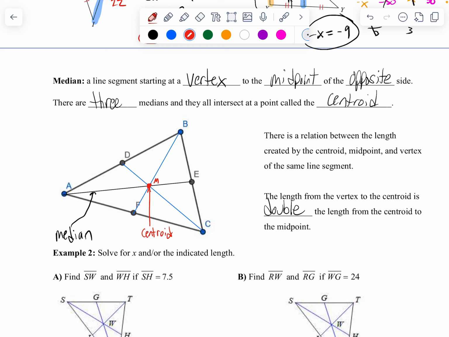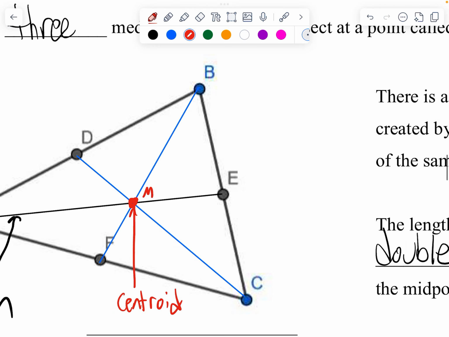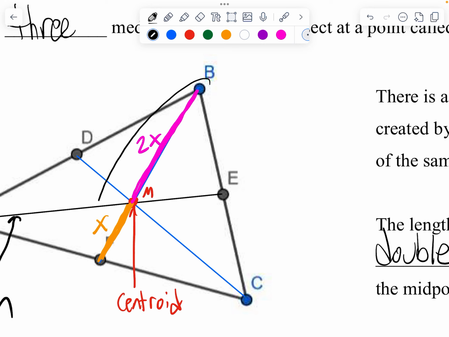Okay, now there's actually a really cool relationship between your midpoints, the centroid, and the vertex of the triangle. Essentially, the length from centroid to midpoint is half of the length from the centroid to the vertex. So if this was a length of x, this would be double that length. Which means the whole thing together is 3 times the length of that centroid to midpoint.